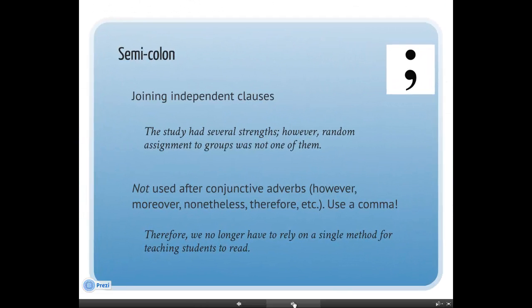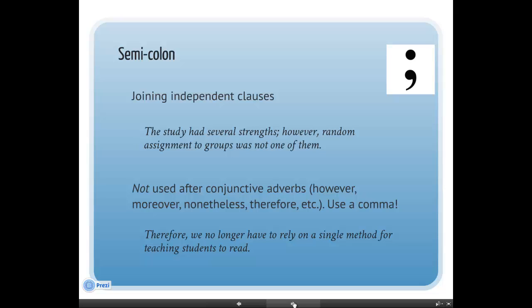The semicolon should be used to join independent clauses. If a conjunctive adverb is also used, the adverb should also be followed by a comma. Example: The study had several strengths; however, random assignment to groups was not one of them.